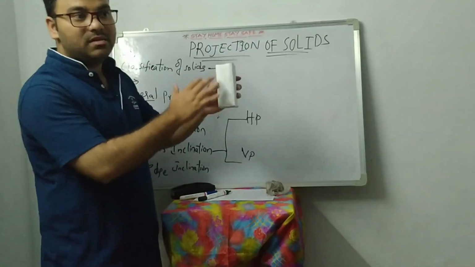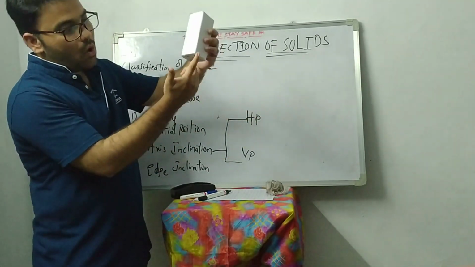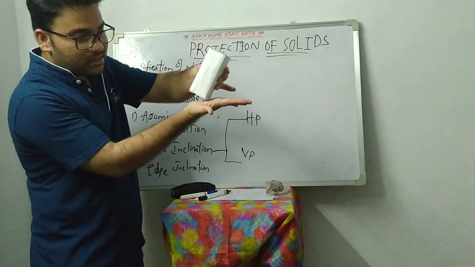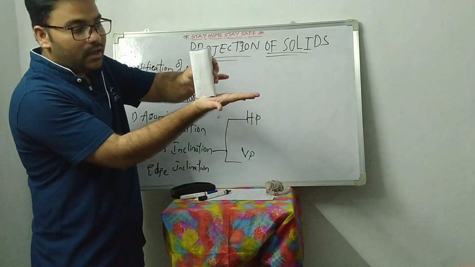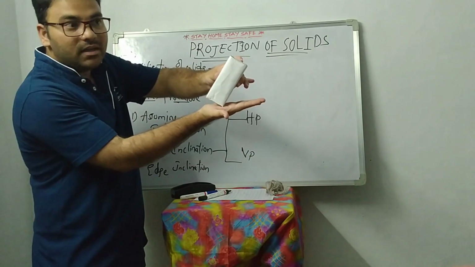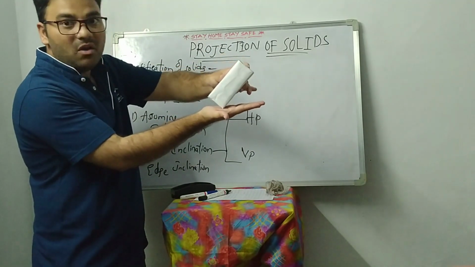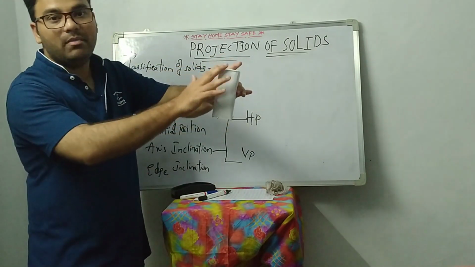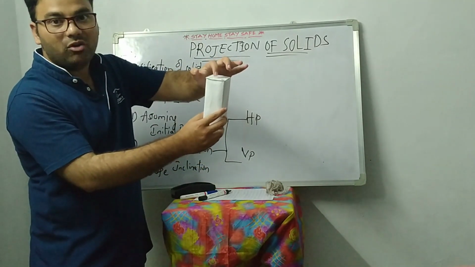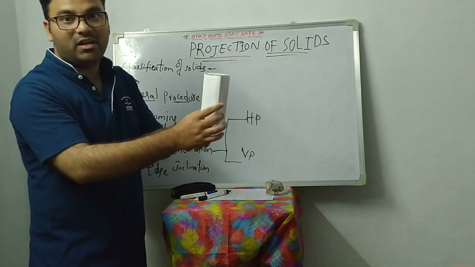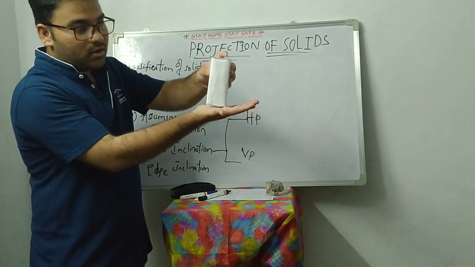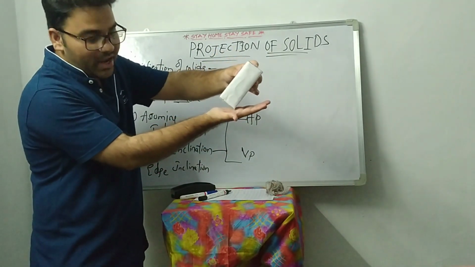Now this is a square prism. One of the base edges, just now I discussed it, is resting on the HP and at the same time the axis is inclined to the HP. Where is the axis located? We have to imagine the axis in the solid. Here in the middle we have to imagine there is an axis. For any solid body there will be an axis, so in the middle some axis will be located. So now the axis is inclined to the HP.